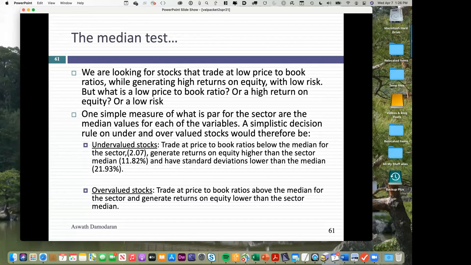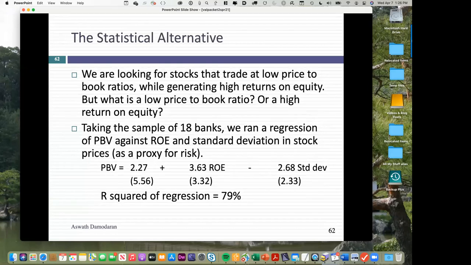So here's what I did with these banks. I decided to go back to my statistics book and run a regression of price to book ratios against return on equity and standard deviation using that bank sample. Again, pretty impressive R squared, 79%. You think, what are these numbers in brackets below? Those are my T statistics. I know it's a throwback in time. You've probably forgotten all the statistics you learned, but you remember what a T statistic has to be to be statistically significant, roughly speaking.